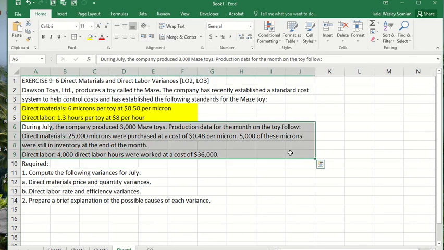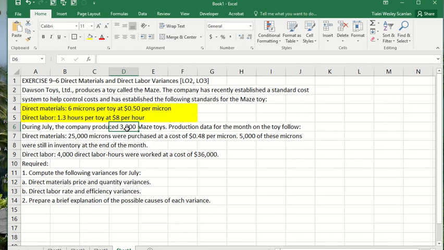During July, the company produced 3,000 Maze toys. Production data for the month follows. Direct materials, 25,000 microns were purchased at a cost of 0.48 per micron. 5,000 of these were still in inventory at the end of the month. So where does this come in?